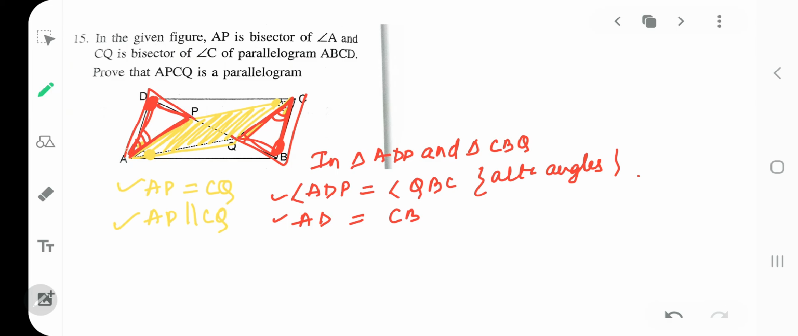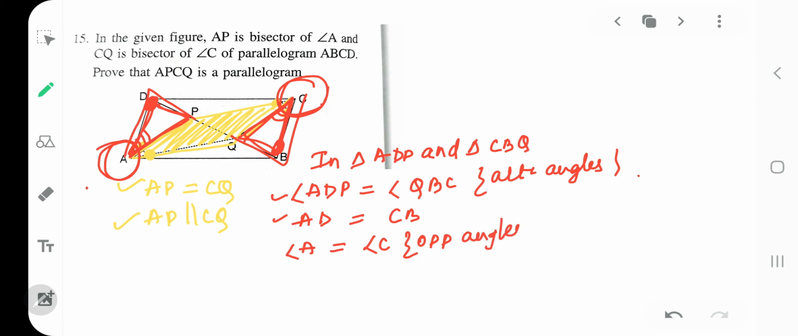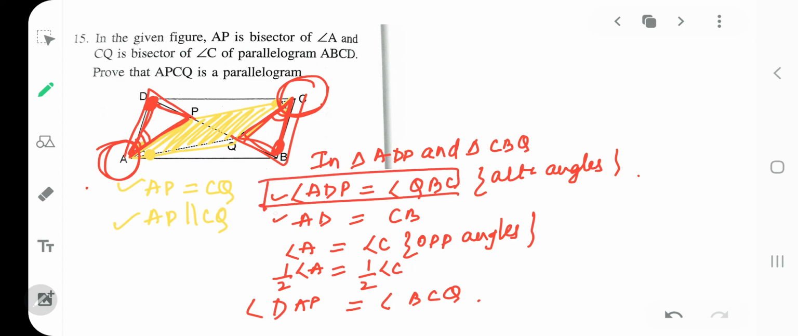that the whole angle A will be equal to the whole angle C because opposite angles of a parallelogram are equal. So I will write A is equal to C, opposite angles of parallelogram. If the opposite angles are equal, their halves will be equal. Half of angle A, half of angle C will also be equal. So can I say half of angle A, that is DAP, will be equal to angle BCQ. So I got my third reason. This is your first reason. This is your second reason. And this is your third reason.